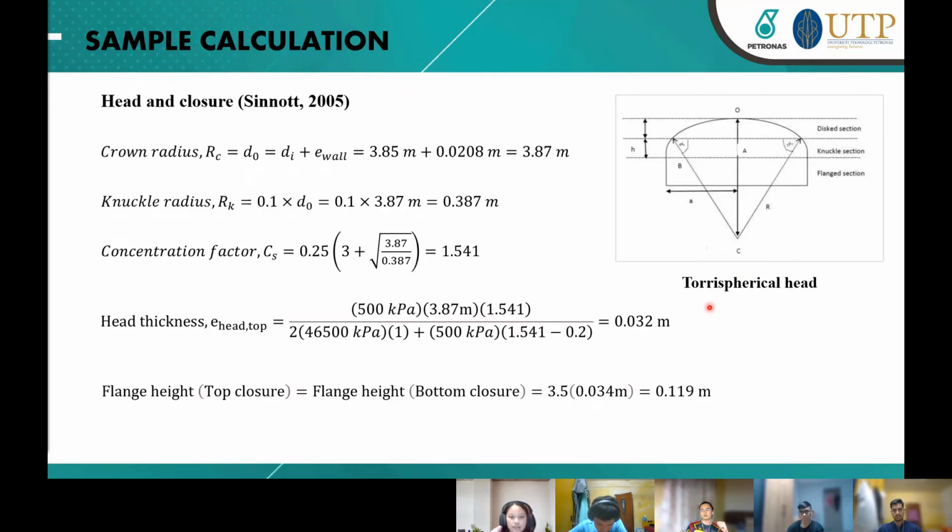Next is the calculation for head enclosure. The head thickness is calculated to be, for both top and bottom, 0.032 meter with the shape of spherical head.